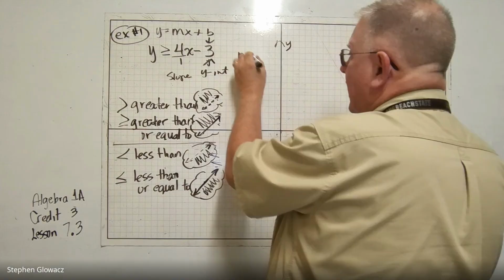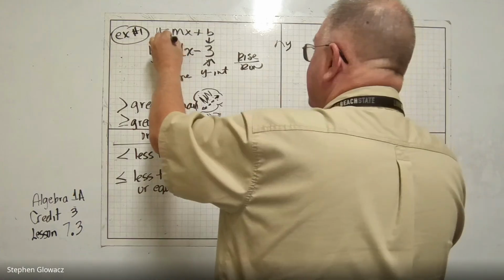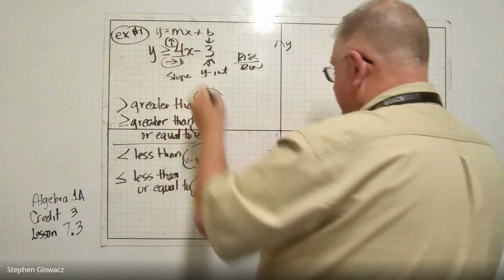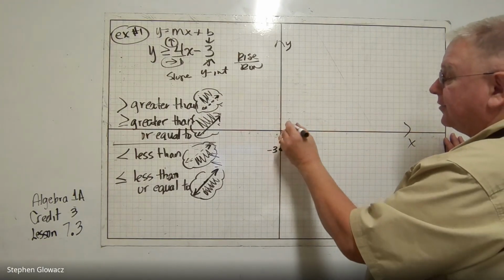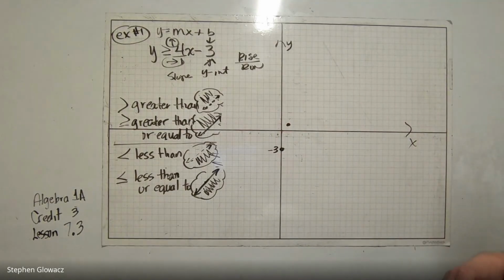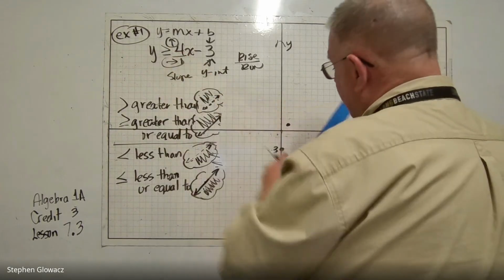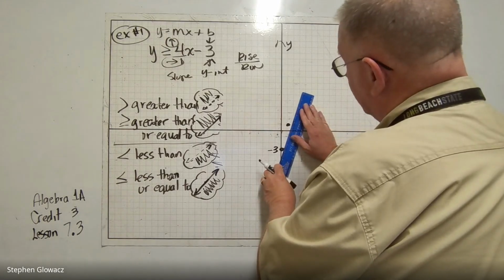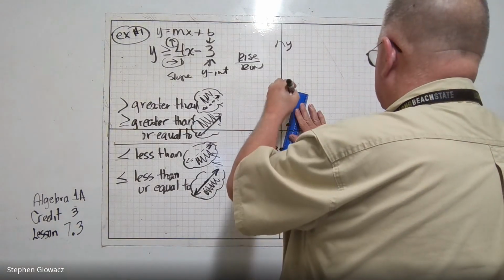Remember, slope is rise over run. So from this y-intercept, we're going to rise 4 and run 1, meaning we're going to go up 4 units or 4 squares and then to the right 1. Now we're going to connect those points. Now with our first example here, we do have the equal sign, so we will connect those points with a solid line. So let's go ahead and do that.